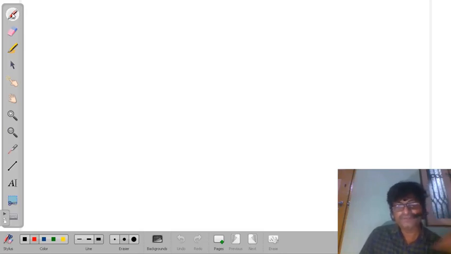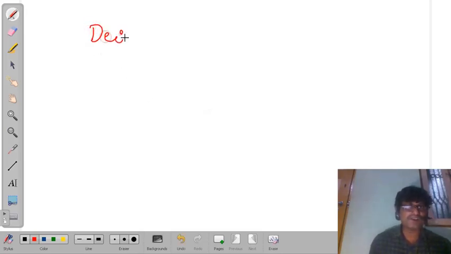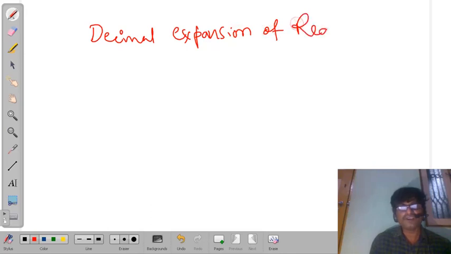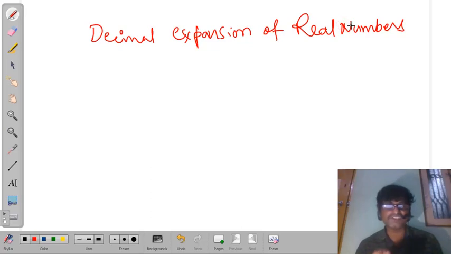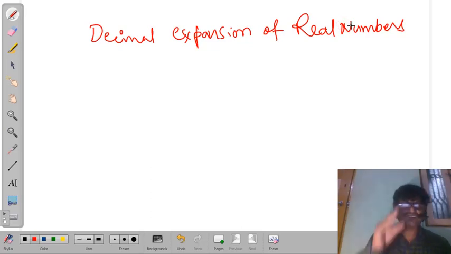Now today in this class let us discuss the concepts related to the decimal expansions of the real numbers. Here I'm writing the decimal expansion of real numbers. So how to write real numbers in decimal form? Like this we will discuss in this class.